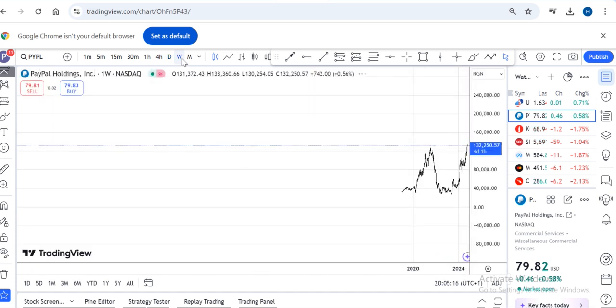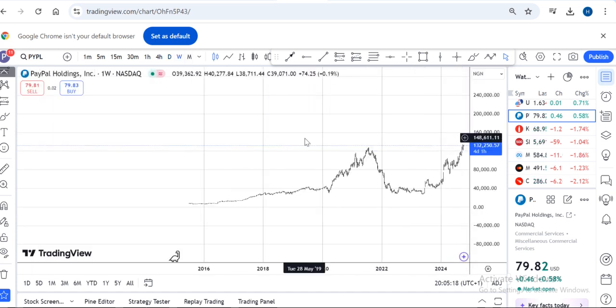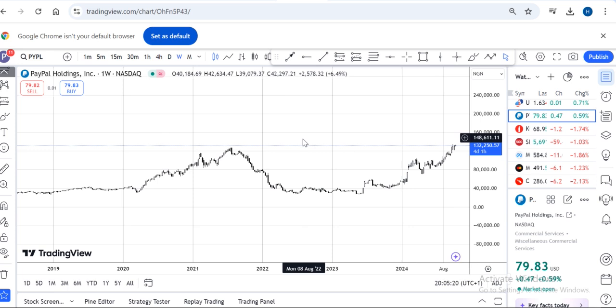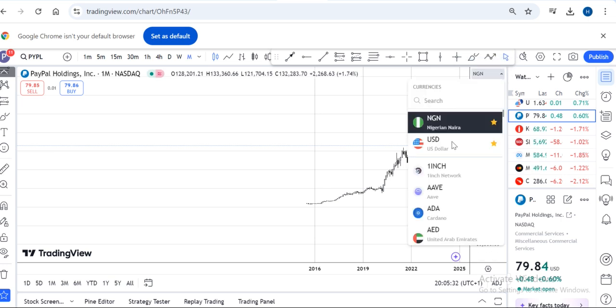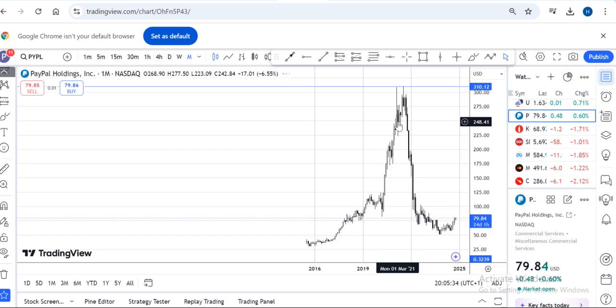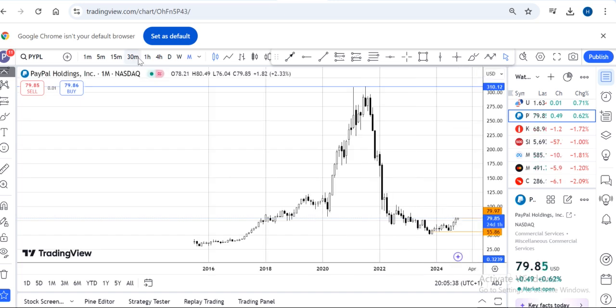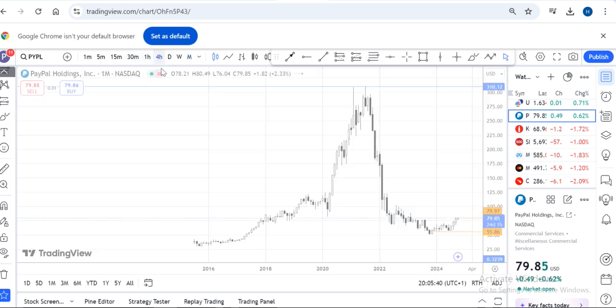Let me select weekly time frame if that will help better. Let me see. I know whenever I switch it to naira, it doesn't give me the full chart. It won't give us the full chart. Well, it's all right. Let's carry on with our calculation as we've started.